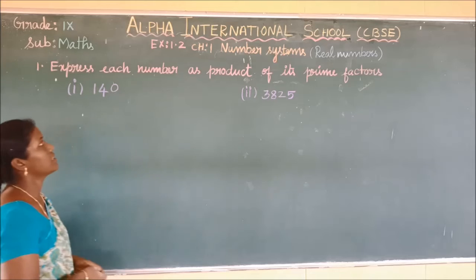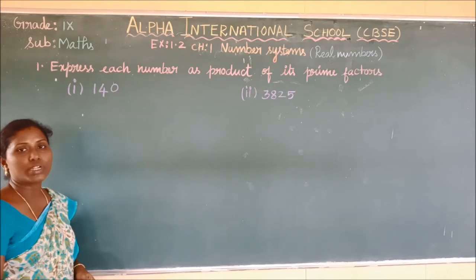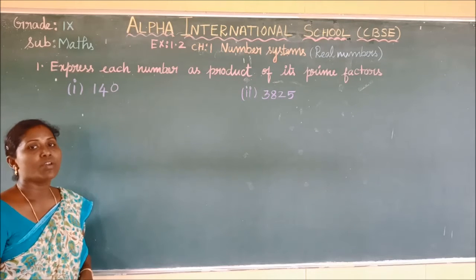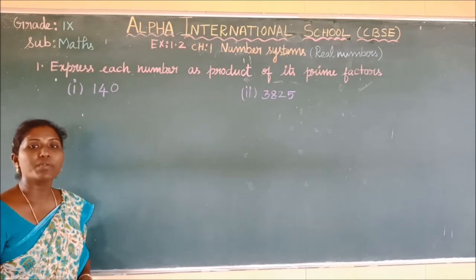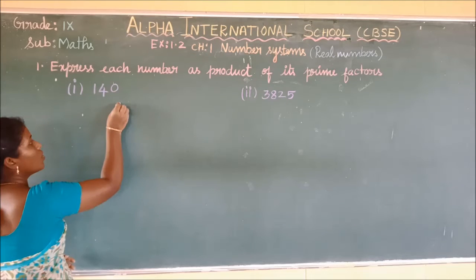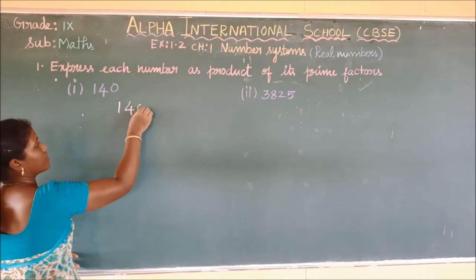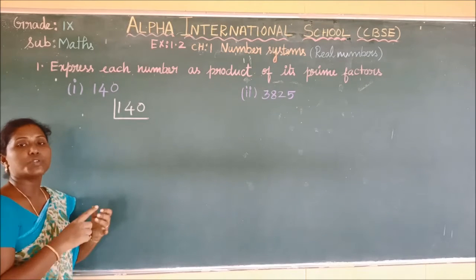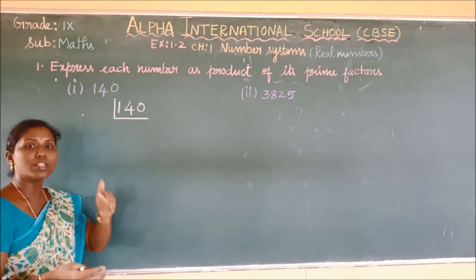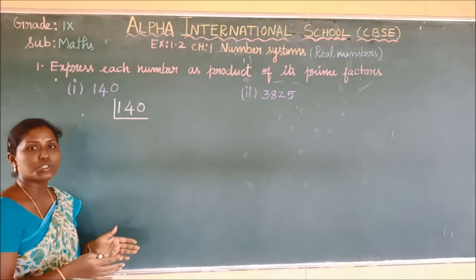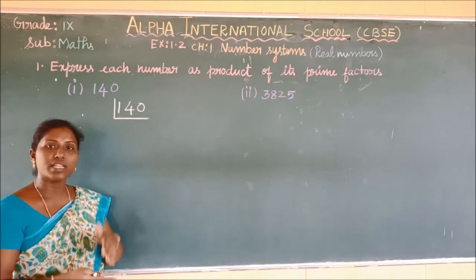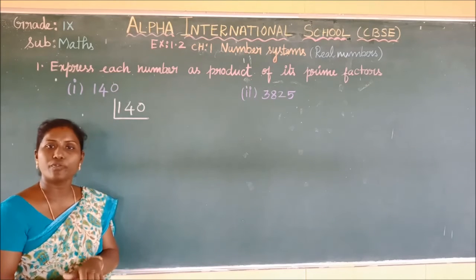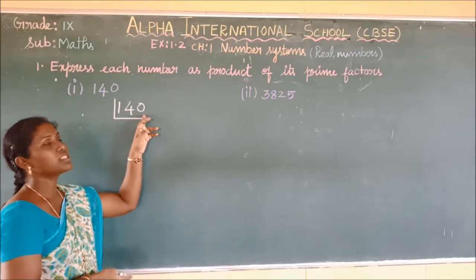Yes. So first read the first subdivision. The number given is 140. We have to find the prime factors for this number. First, what we have to do? We have to do the prime factorization. So for 140, start from the number 2. If 2 is not possible, go for the next, in order. First start with 2. If 2 is not possible, then go for 3. If 3 is also not possible, then go for the next prime number 5. But here it ends with 0.